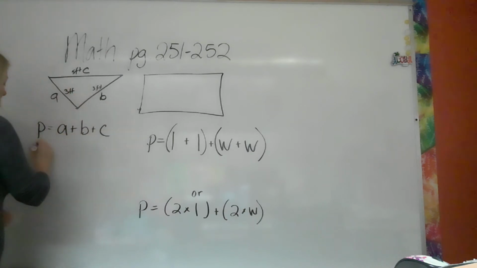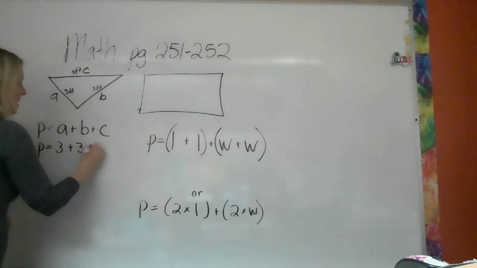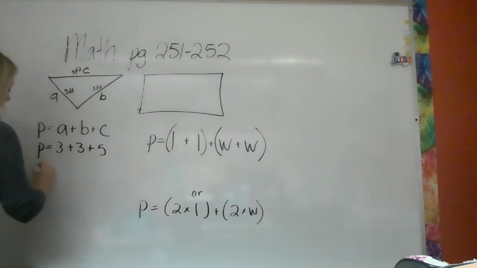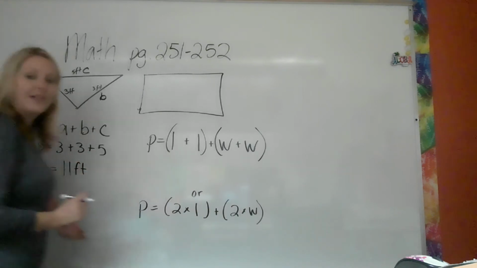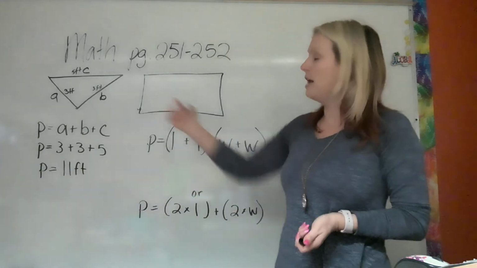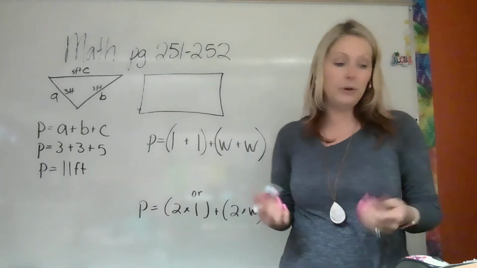I would put them all down. P equals 3 plus 3 plus 5. When I add that up, P equals 11, right? 11 feet. That would be the perimeter of that triangle. How are we doing?